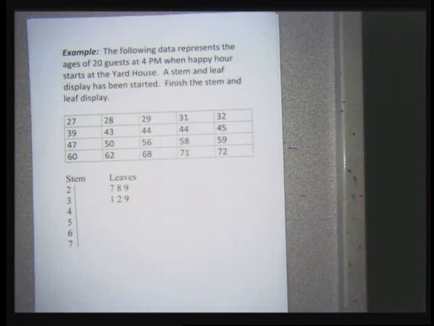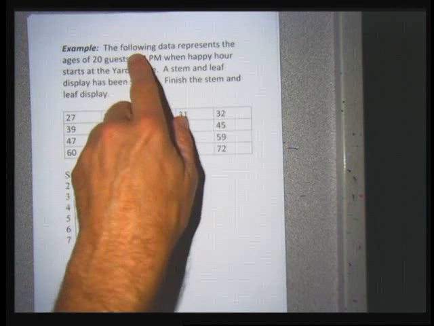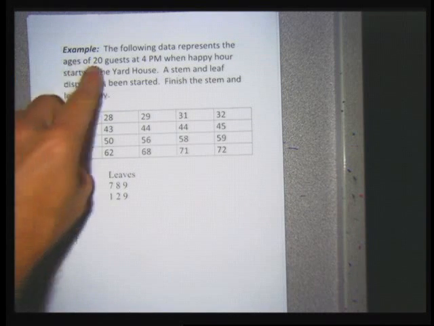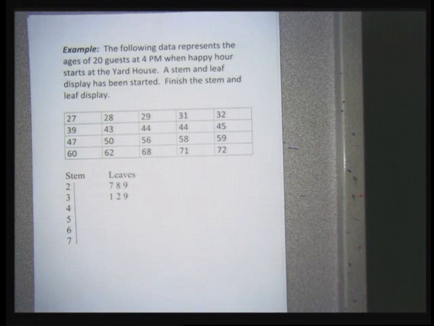So here's an example. This table of data represents the ages of 20 guests at 4 p.m. when happy hour starts at the Yard House. A stem and leaf display has been started. Finish the stem and leaf display.